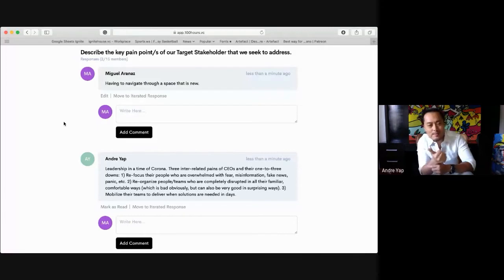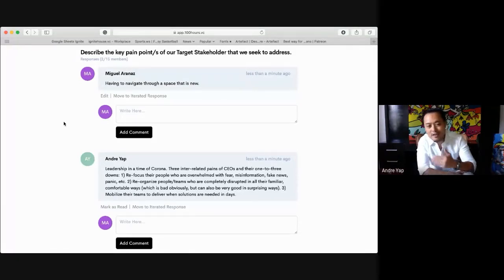Number 3, ultimately, the pain point for the top leaders is to mobilize their teams to deliver solutions when they are needed in days. In times of crisis, most companies are not equipped and not calibrated to do that over and over again. Maybe they can do it once or twice, but over and over again across the value chain. How do you do that in days?